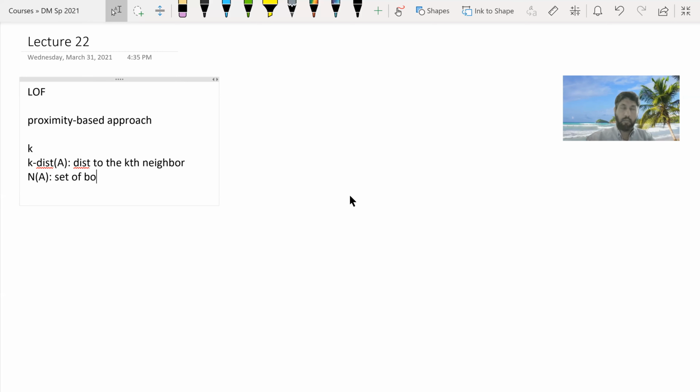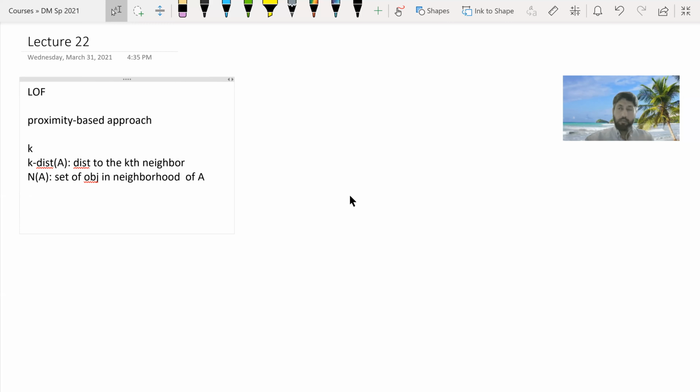The set of objects in the neighborhood of A. All right. And as we mentioned before, the number of objects in the neighborhood of A may be greater than K, for the reason that there might be multiple objects at the same distance from A as the kth object, there might be multiple kth distant objects from A.